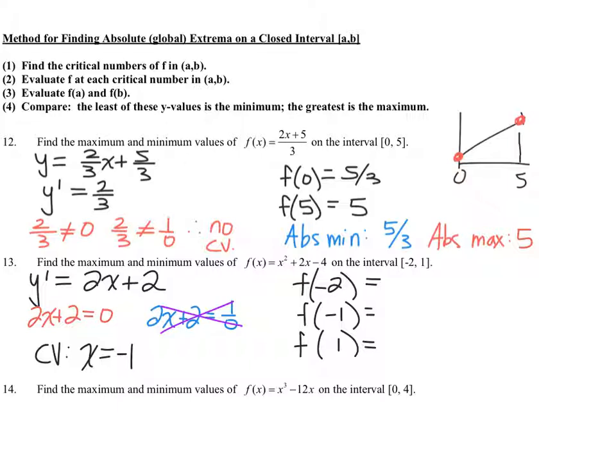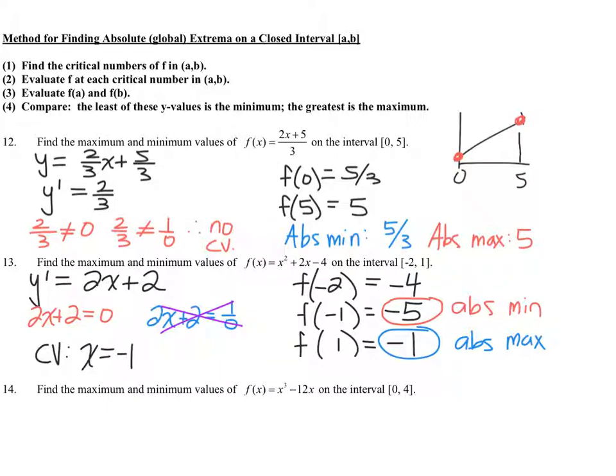So -4? And -5? Then -1? Yay. All right, so this would be my absolute minimum. And this would be my absolute maximum. All right, lowest and highest points.